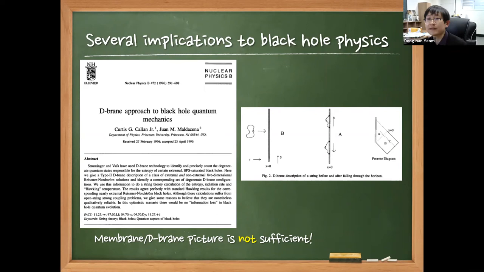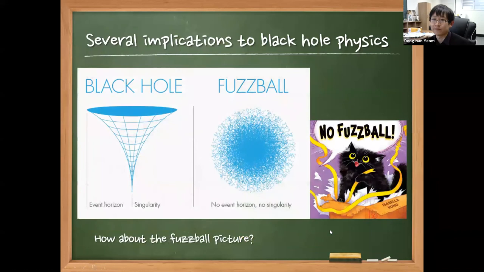Maybe in that case, it's okay. But for the evaporating and general black holes, maybe this is not sufficient. I'm not saying this is completely wrong, but this picture must be extended, or one needs to add more ingredients. So it seems it's not sufficient to explain the information loss paradox. And then how about the fuzzball picture?